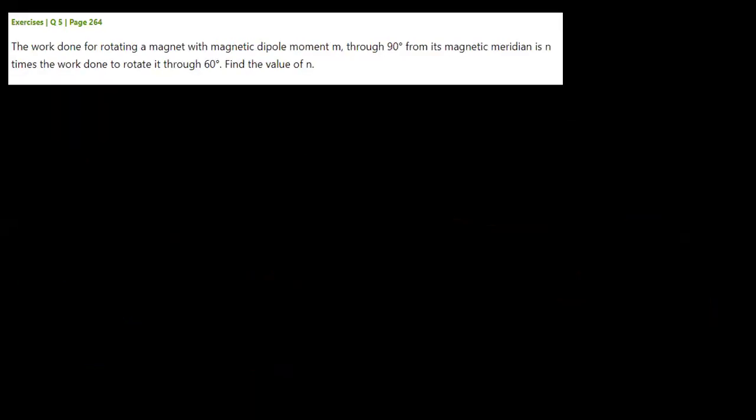Next up, the work done for rotating a magnet with the magnetic dipole moment m through 90 degree from its magnetic meridian is n times the work done to rotate through 60 degree. The first angle is given as 90 degree, so let us write this as theta 1. The second angle given is theta 2 equal to 60 degree. I need to find the value of n.